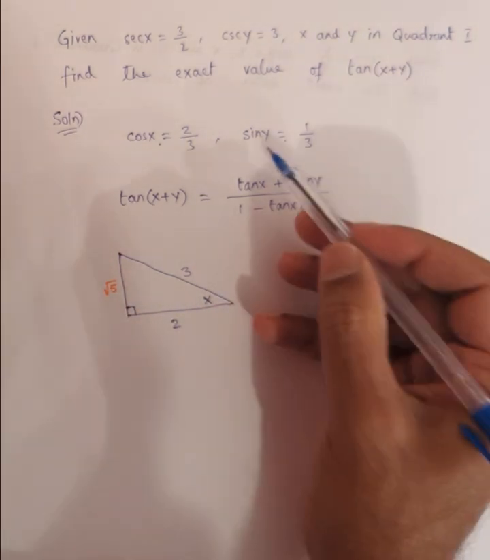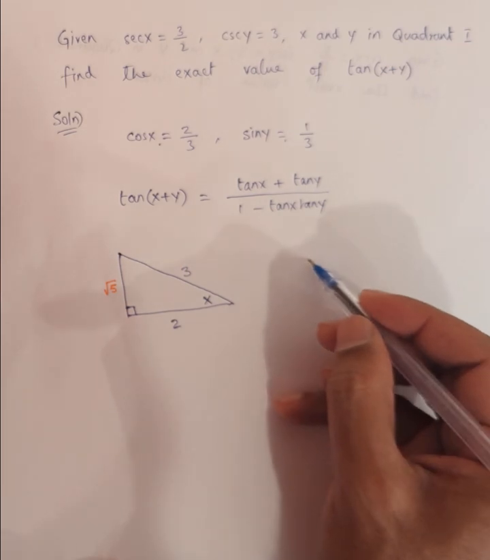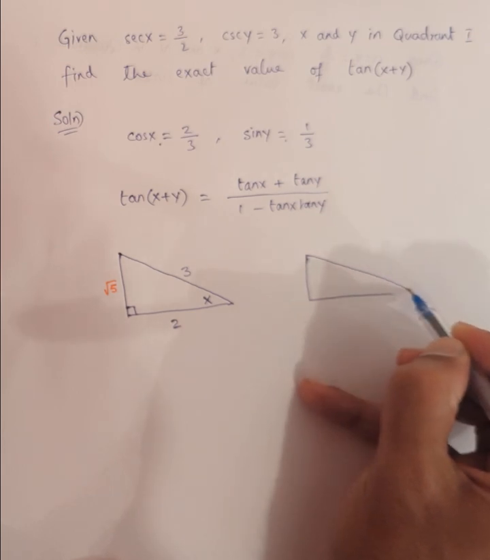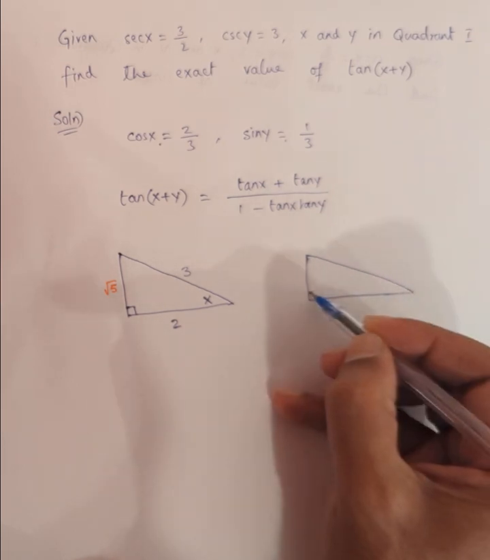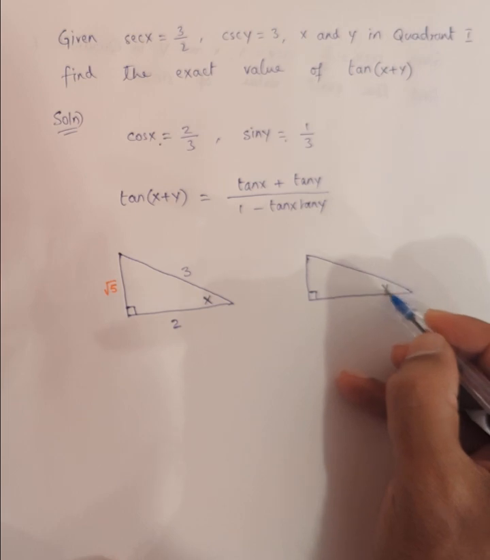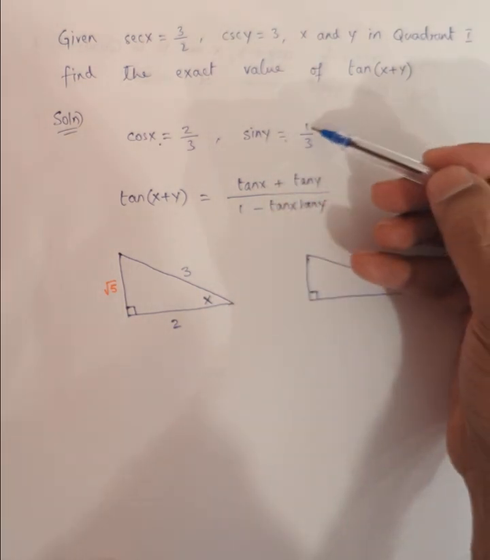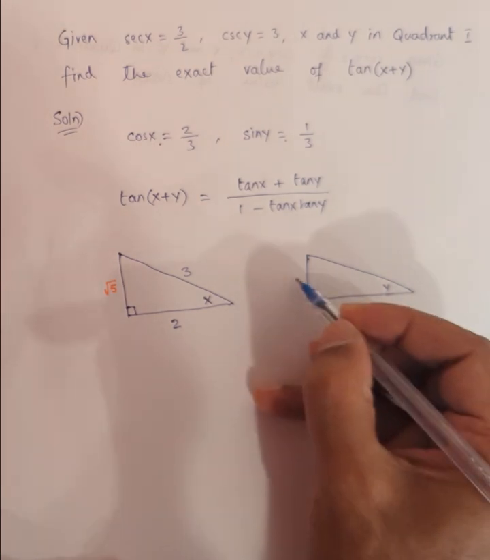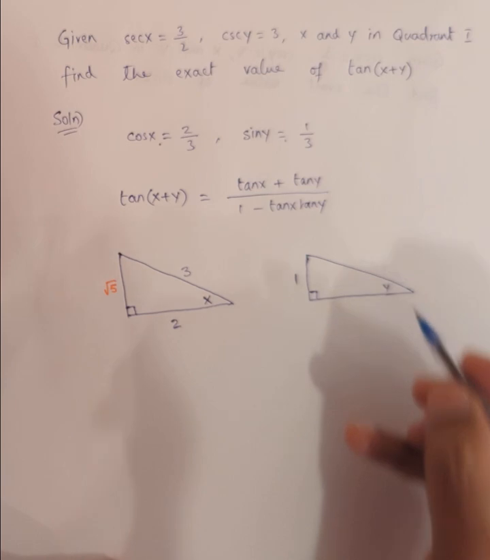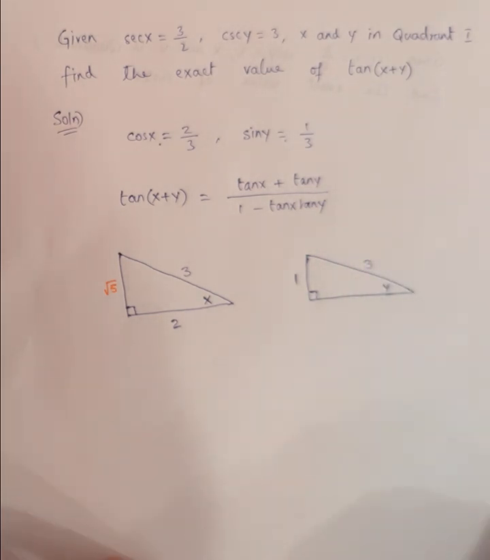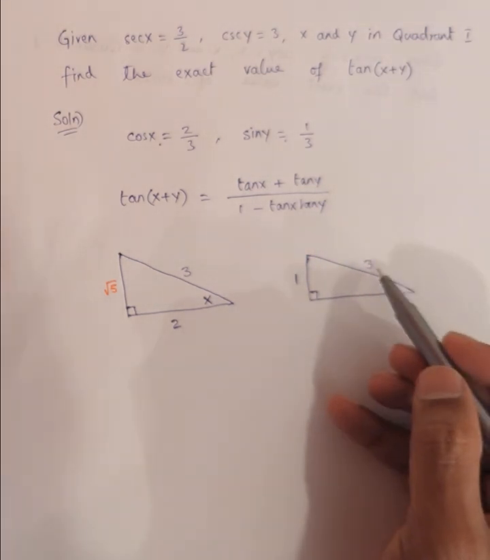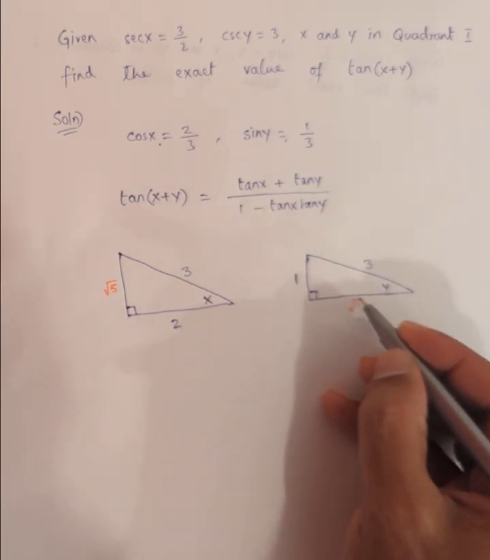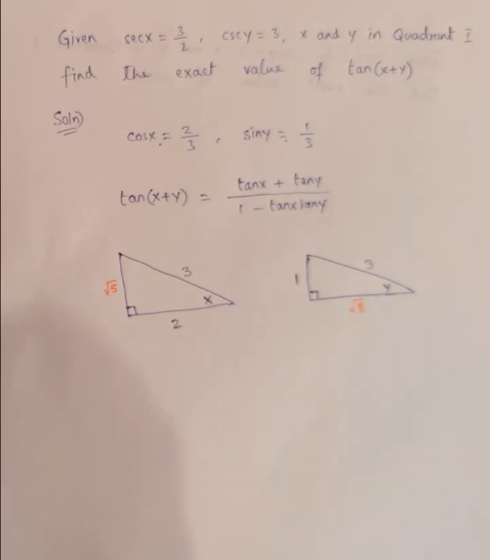Now similarly, use this information to get one other right triangle. So sine y, I'm going to call this angle y, and sine is opposite over hypotenuse. So this is opposite and that's hypotenuse. So opposite should be 1. So that means this leg is 1 and this is 3. And again, from the Pythagorean theorem, 9 minus 1 is 8. So you get square root 8 for this leg.